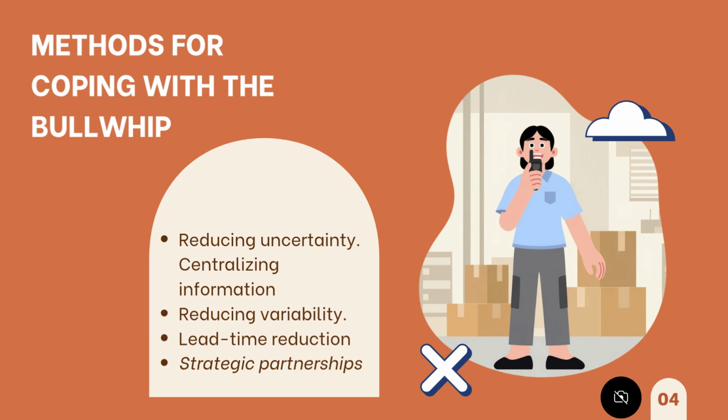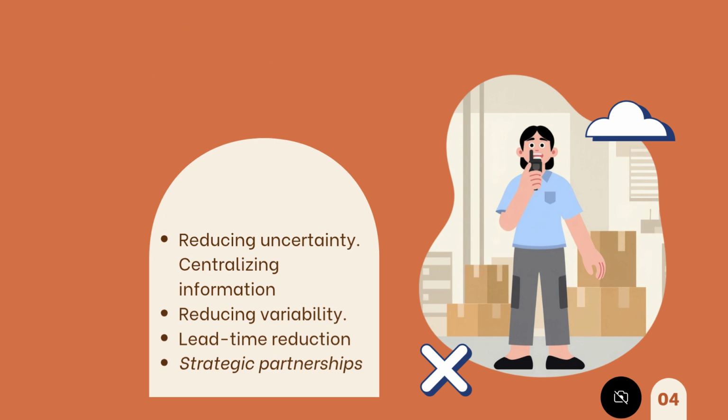The last method is strategic partnerships. Strong cooperation between supply chain partners helps to reduce the bullwhip effect. Retailers, suppliers, and manufacturers can work together by sharing information, coordinating inventory management, and planning demand forecasts jointly. This improves trust, communication, and overall supply chain efficiency.